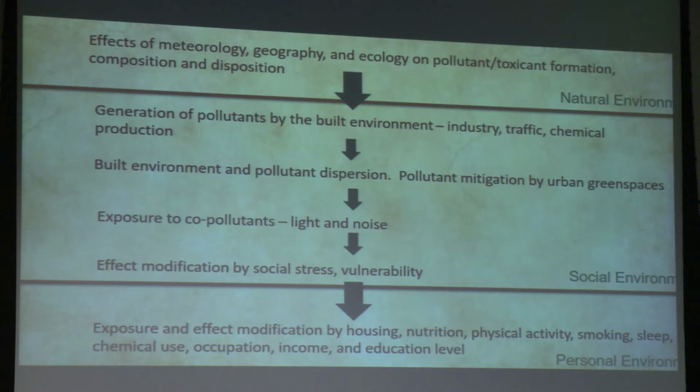We know that there is a natural environment. We know there's meteorology, geography, and ecology, and they affect pollution and toxicant exposure. And there is a lot of science understanding how, for example, ozone is formed in the outer atmosphere, how PM is dispersed and collected, and that's part of what we call atmospheric sciences. But when these pollutants are generated by built environments, such as industry and traffic and chemical production, then we have to be able to develop models that we can do source apportionment or source attribution, and those are important to understand where these pollutants are coming from and how they differ in their characteristics.